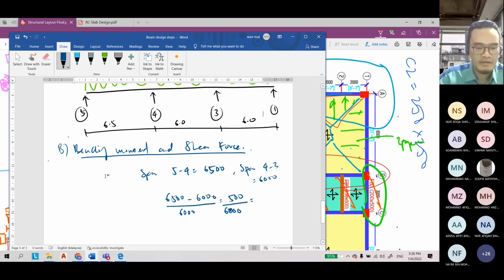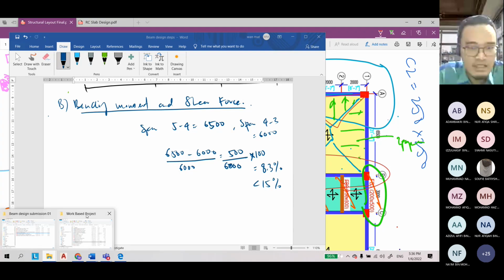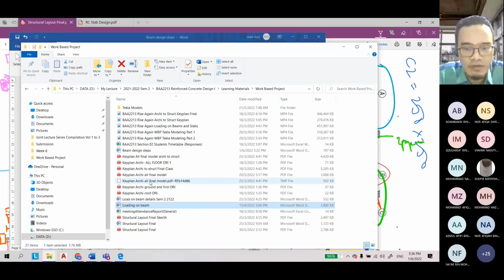Percentage times 100, around 8.3%. So 8.3% is lesser than 15%, so we can use the equation. I'll show you the equation. Please give full attention.